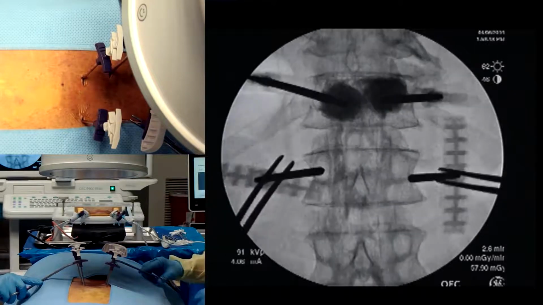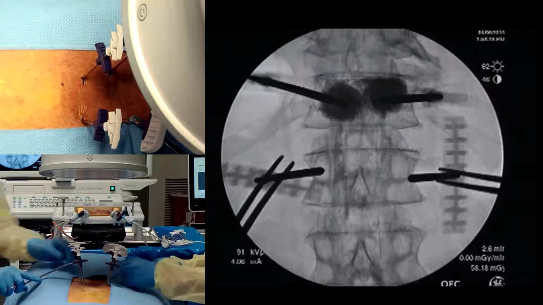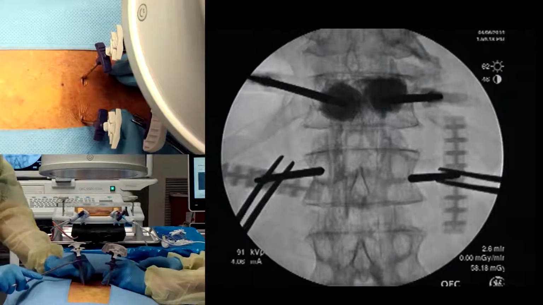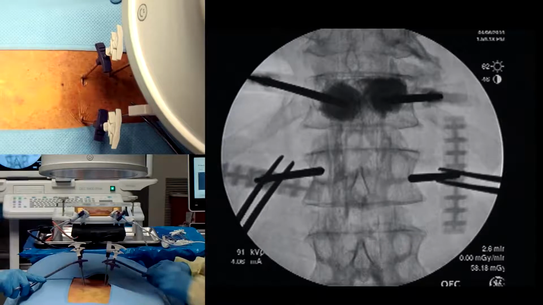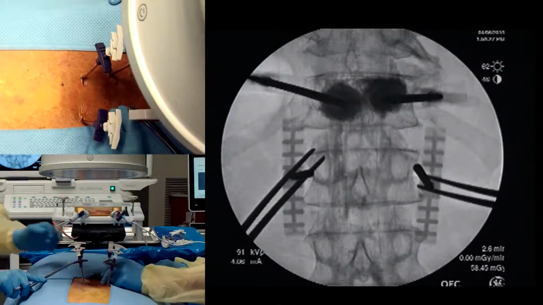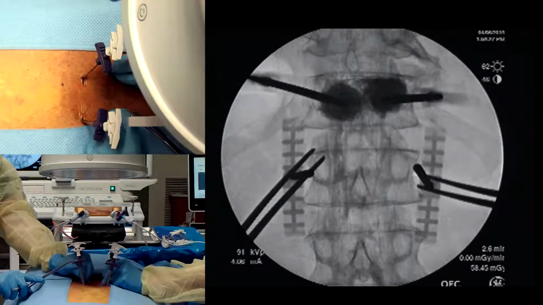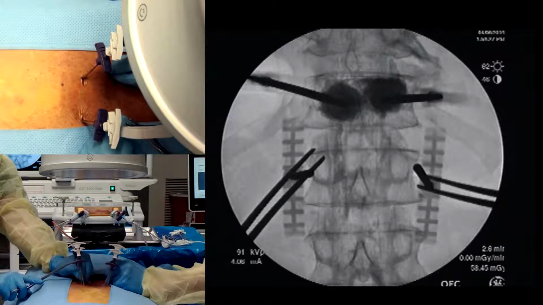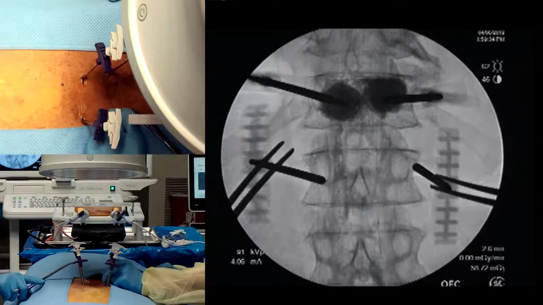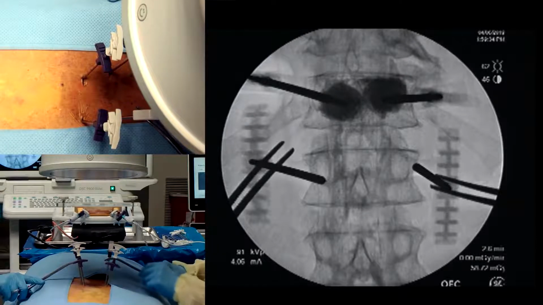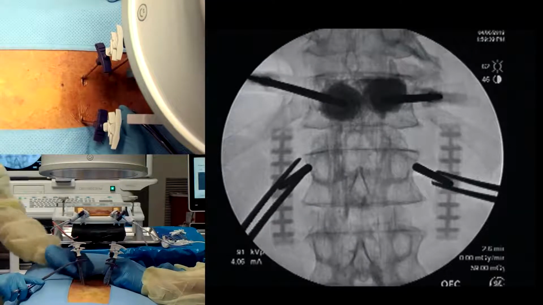Picture that. Okay, I just need to go a little bit lateral. You need to go cranial and just cranial, actually. Picture that. And picture. Yours is actually looking pretty good. Let me see, picture that. This is actually a good starting point too.